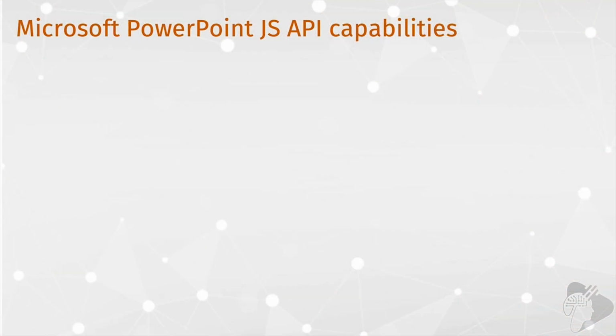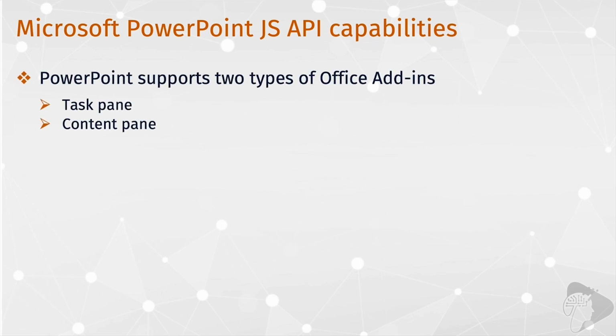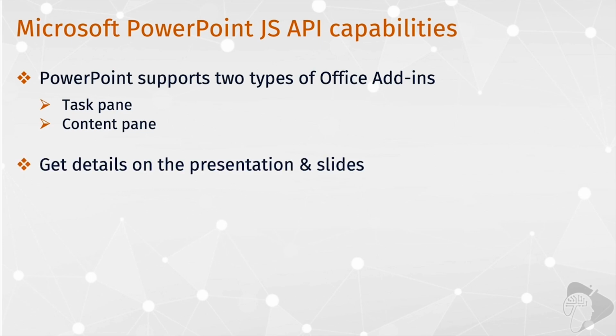So what can we do with the PowerPoint JavaScript API? Well, it really supports two different types of add-ins, task panes and content add-ins, very much like Excel. Now, the API is going to give us the ability to get details about the current presentation and all the slides inside the presentation. And it's also going to allow us to both add and delete slides from the presentation as well.